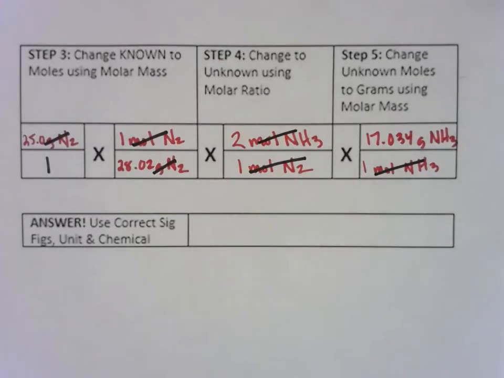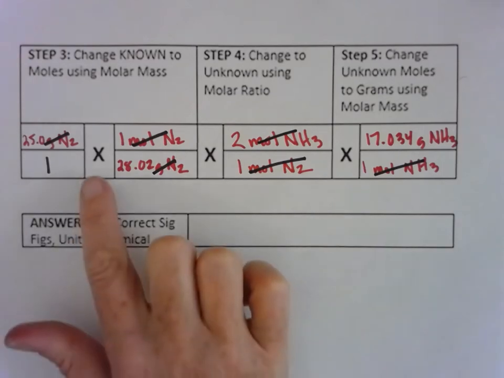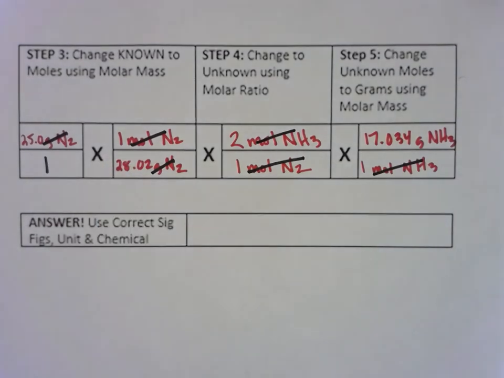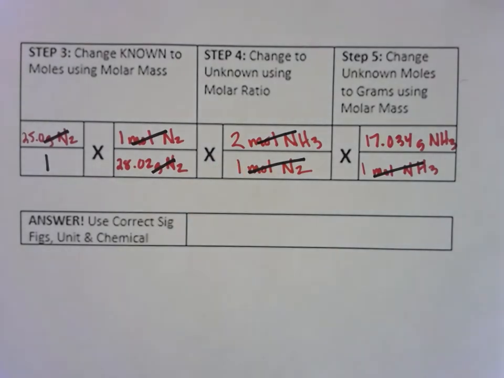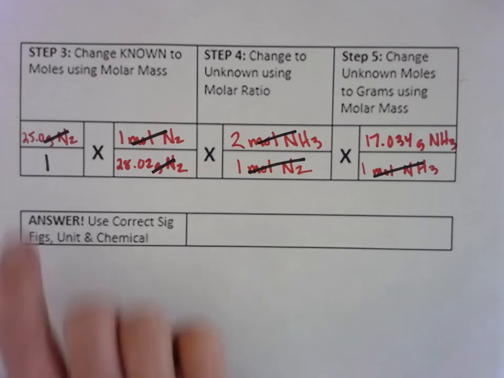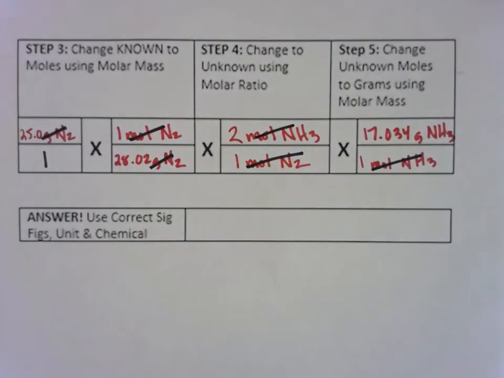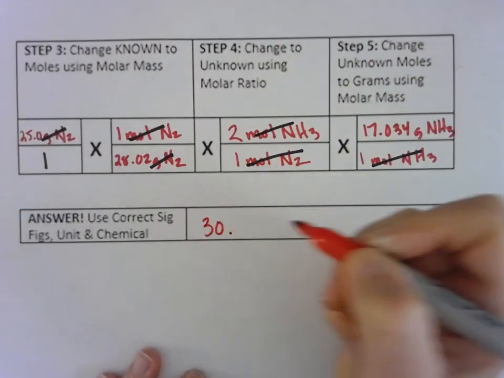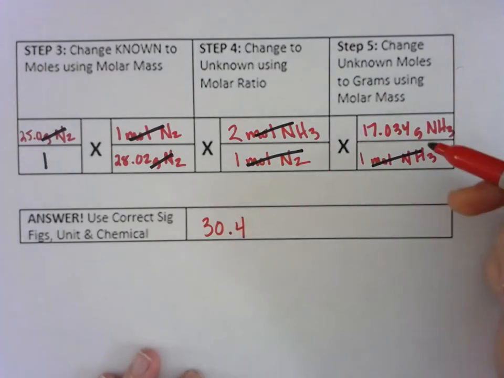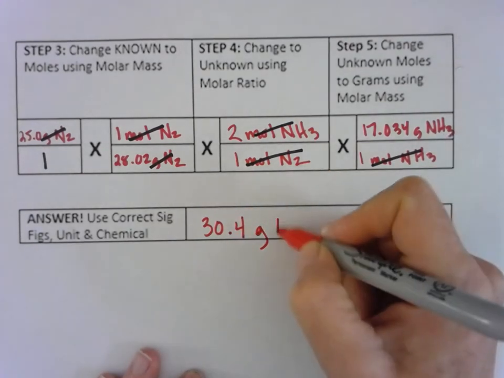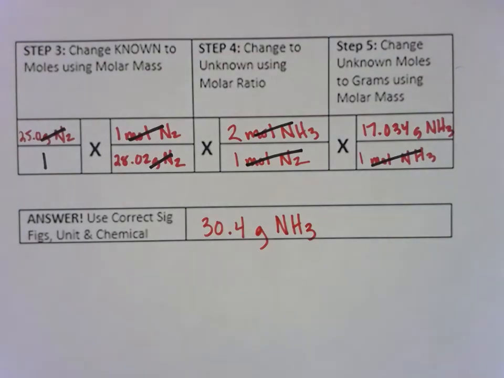Now I'm going to pick up my calculator and do 25. 25 times 1 is itself, so divided by 28.02, enter, times 2, enter, times 17.034, enter. I have 3 significant figures here, so I can have 3 significant figures in the answer. My units are grams NH3, and I'm done.